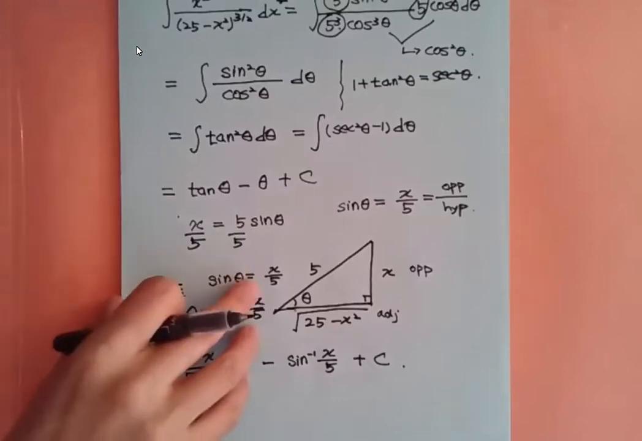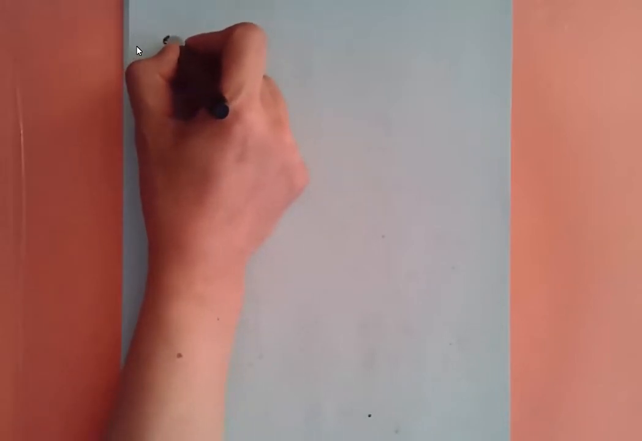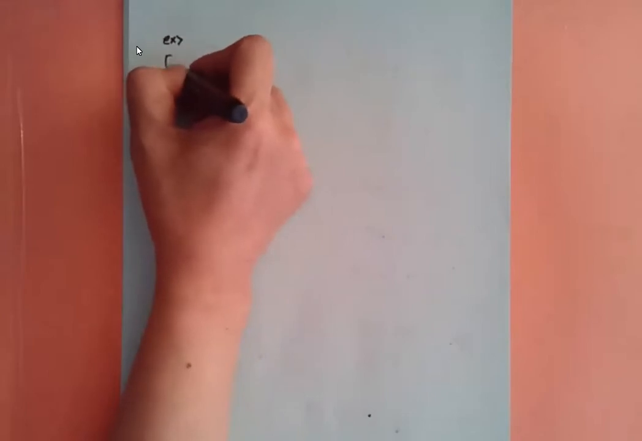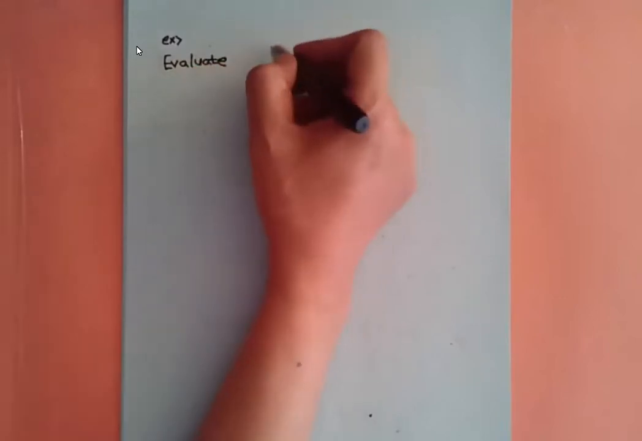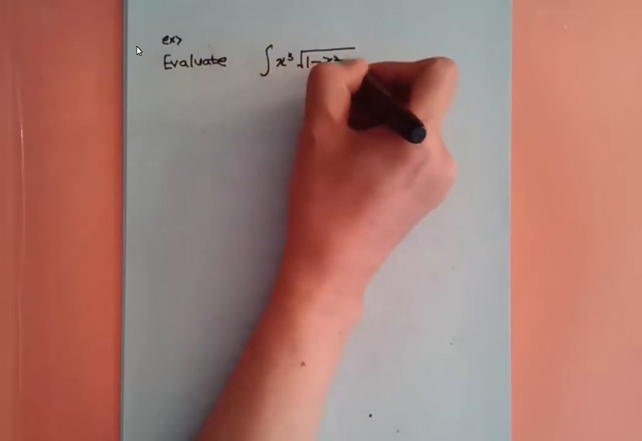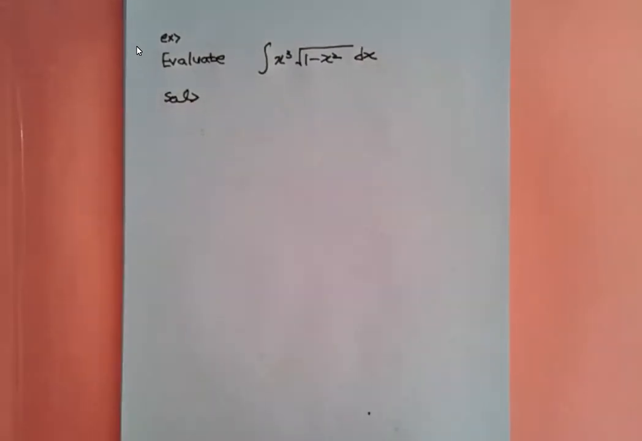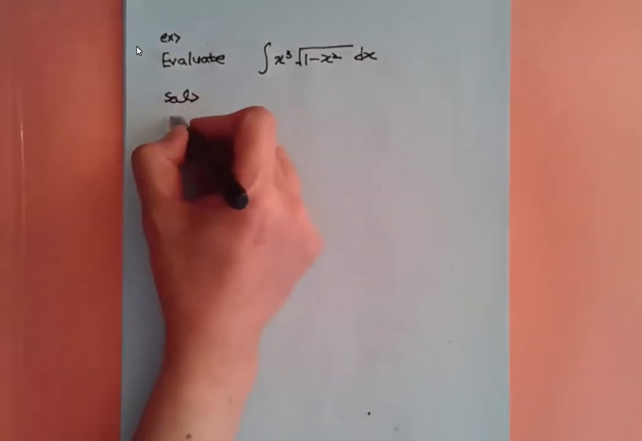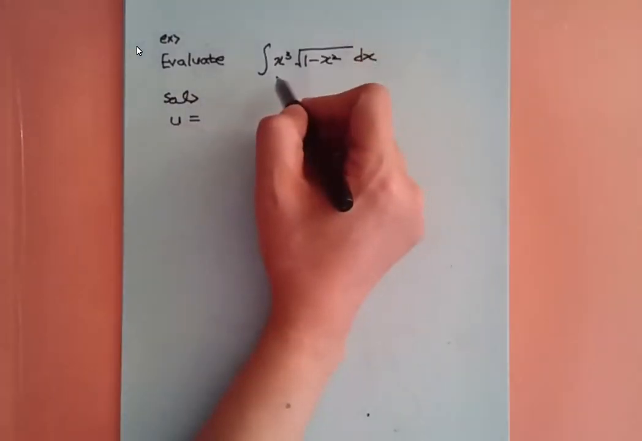The next question may look very similar to what I'm doing. However, the simpler way to go is not using trigonometric substitution. Instead, you will use just a regular substitution method. Integration x cubed square root of 1 minus x squared dx.